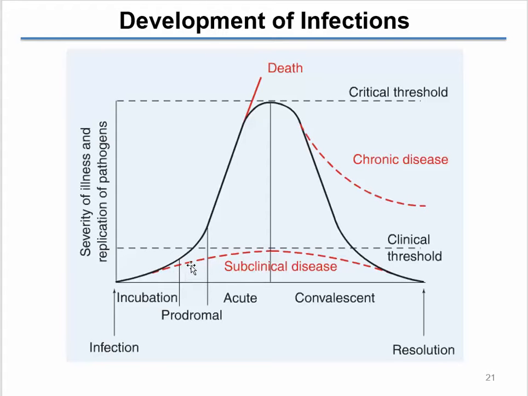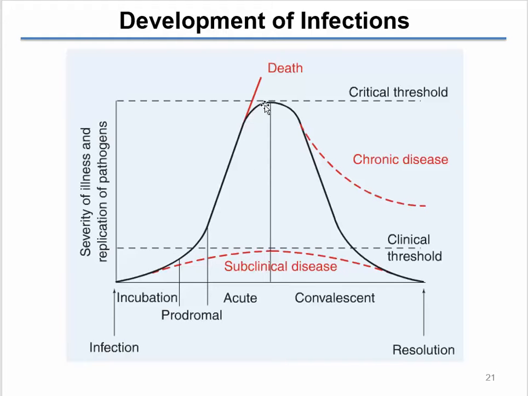Now, this prodromal stage kind of lasts from one side of the clinical threshold to the other side of the clinical threshold. You're not really sick. And then in the acute phase of this, the pathogen is winning. The pathogen is ahead of the immune system and reproducing, and you get more and more symptoms. You get more and more ill. Now, at this point, this is called the critical threshold. If you cross the critical threshold, you can't recover, and death is the result of that.